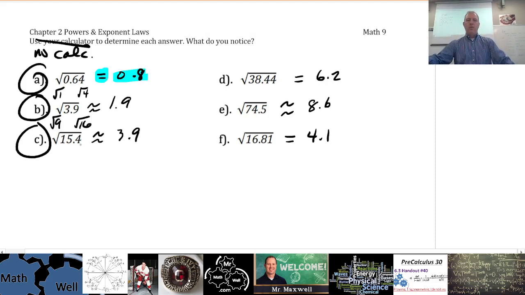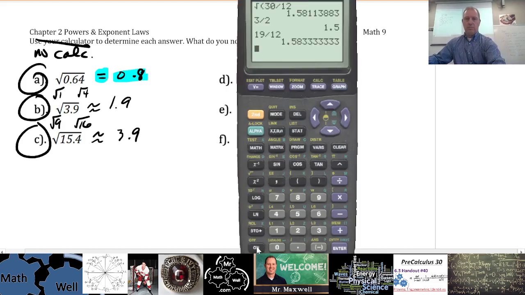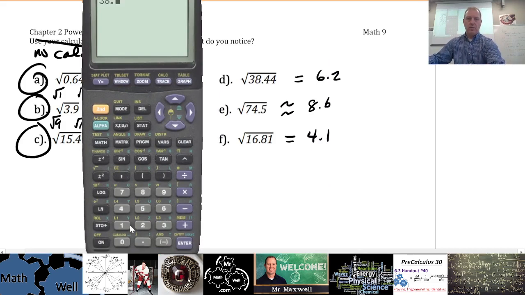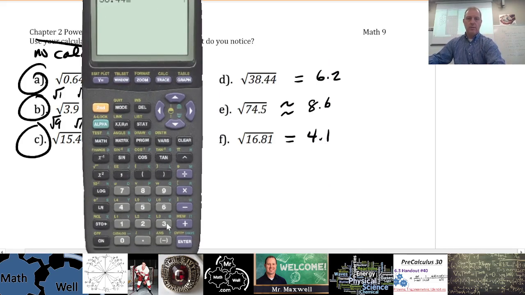So 15.4 is really close to root 16, so the value should be really close to 4. And you might guess about 3.9. Interestingly enough, this one right here, on your calculator when you do this, you get 6.2 exactly. So let me just plug this in here, and I'll show you. So 38.44, I'll do the square root of that. That's a long way. So look at this, 6.2.